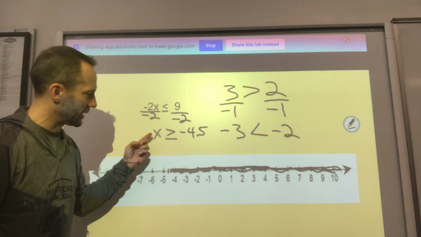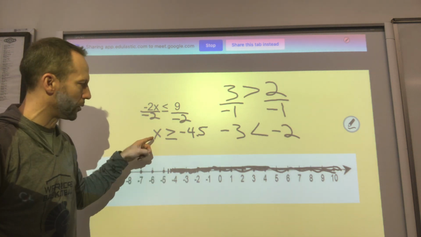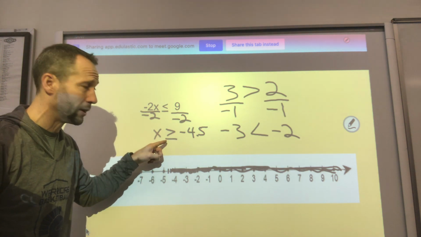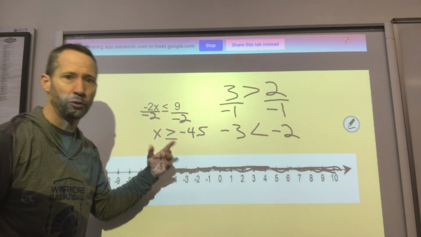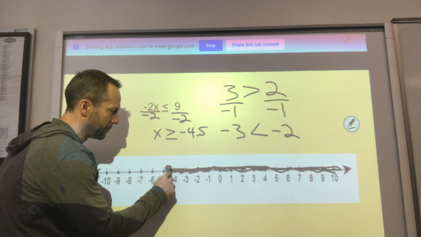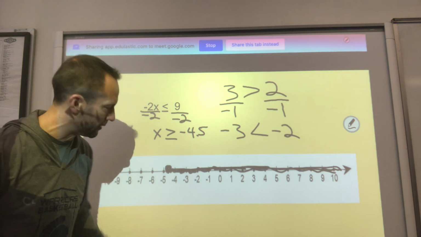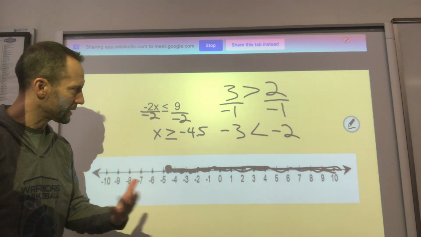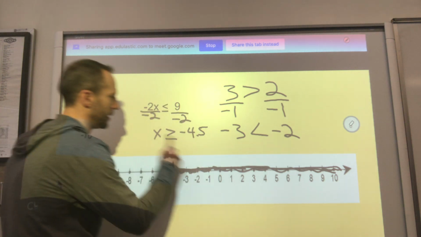And then again, I have to ask myself, if I put in negative 4.5, does that make the statement true? Is negative 4.5 greater than or equal to negative 4.5? Well, yes, it is. It's equal to it. So I'm going to, once again, shade in my endpoint to communicate to the reader that I want to include negative 4.5. So that was the next step in our progression.